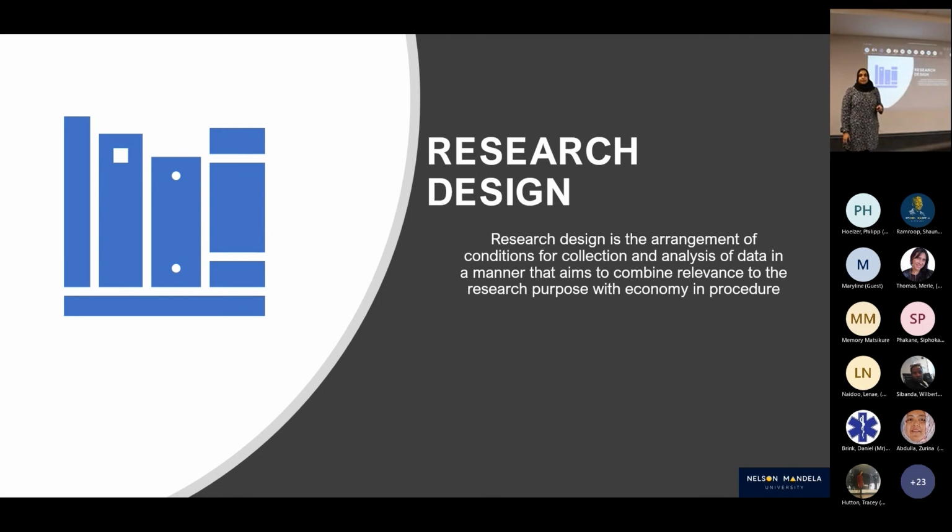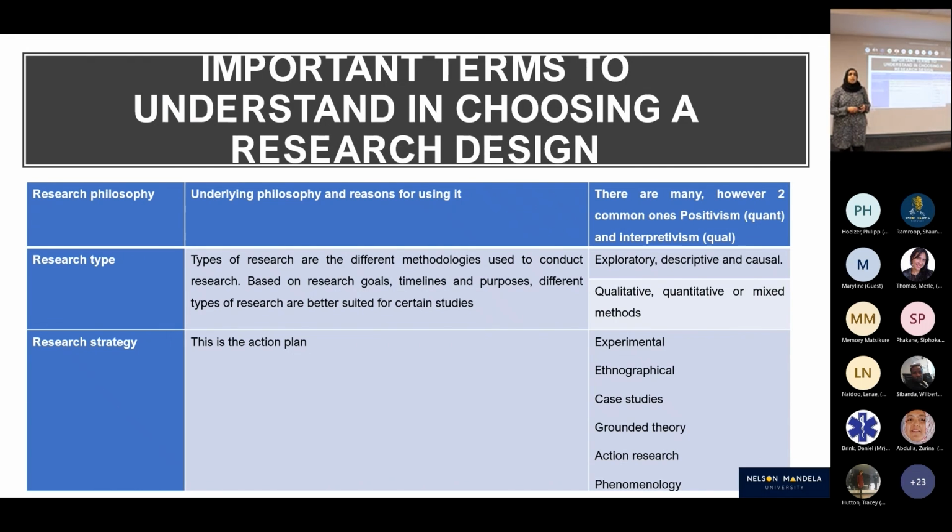Then the research design. The research design is, for example, the icing of the cake and how we're going to go about decorating this beautiful chocolate cake that we want at the end of it all. The research design is theoretically defined as the arrangement of conditions and collection and analysis of data and the manner in which we went about to get to the conclusion of our aims and the purpose of our study.